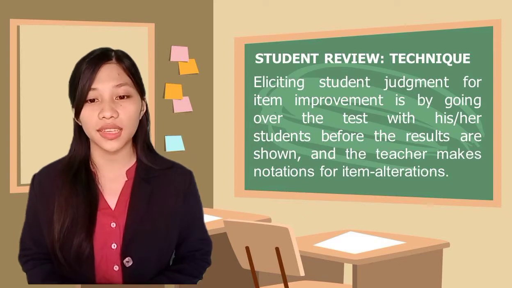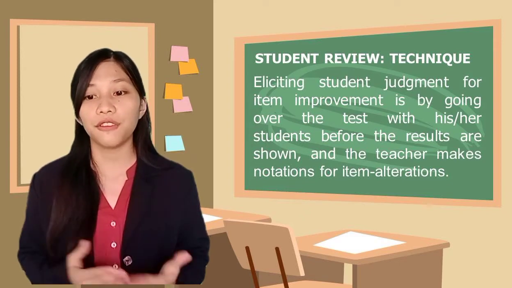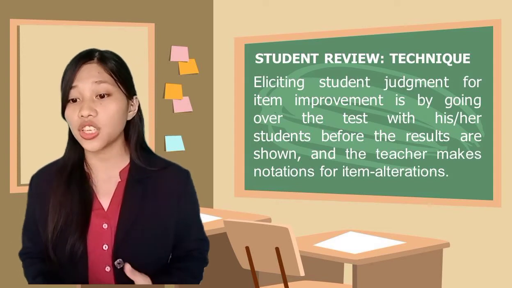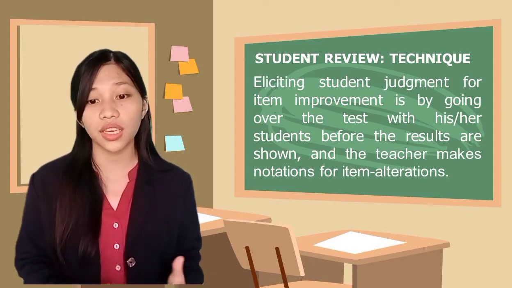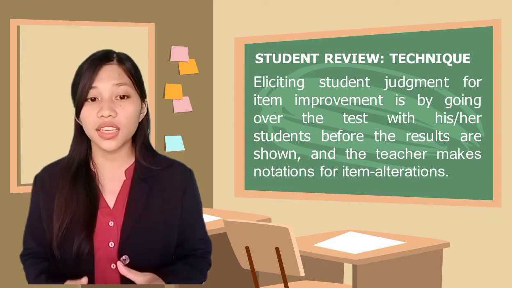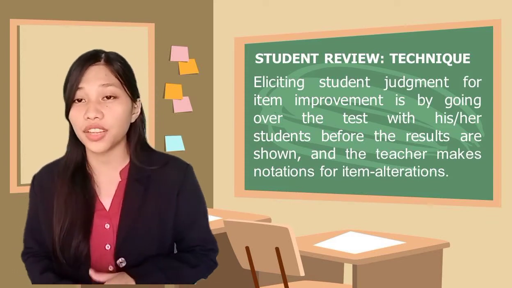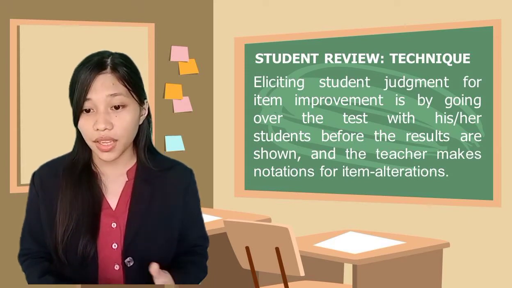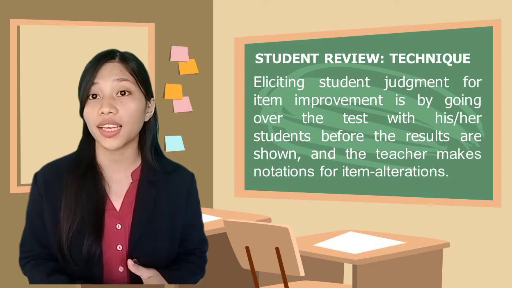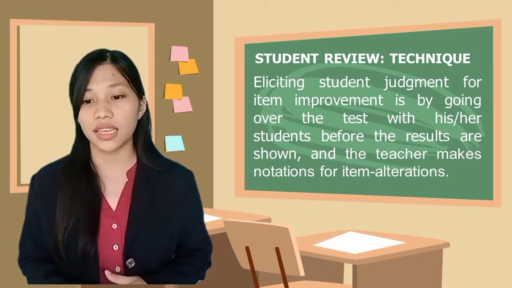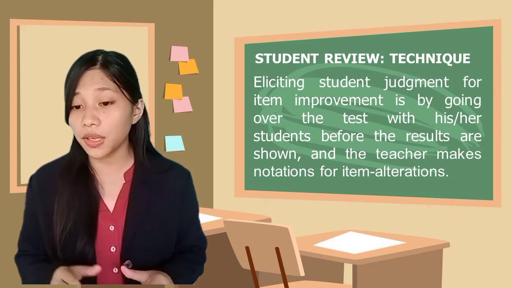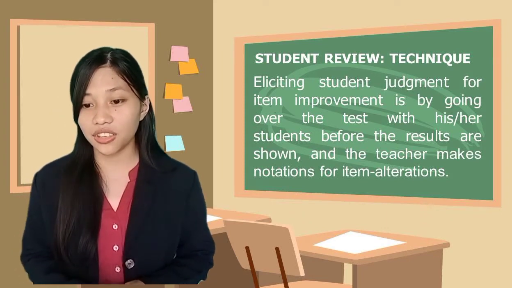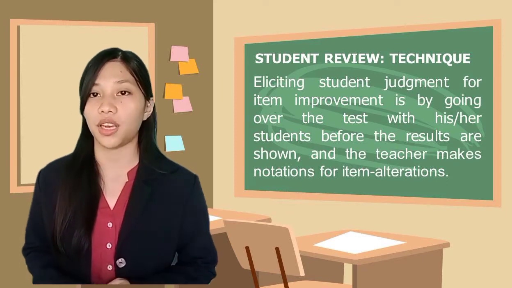Students usually enjoy this activity since they get feedback on the answers they have written. As they tackle each item, they can be asked to give their answers. As you can see in Table 9.1, there are the questions which the students can answer. Then the teacher makes notation for item alteration, since having more than one correct answer signals ambiguity either in the stem or in the given options.